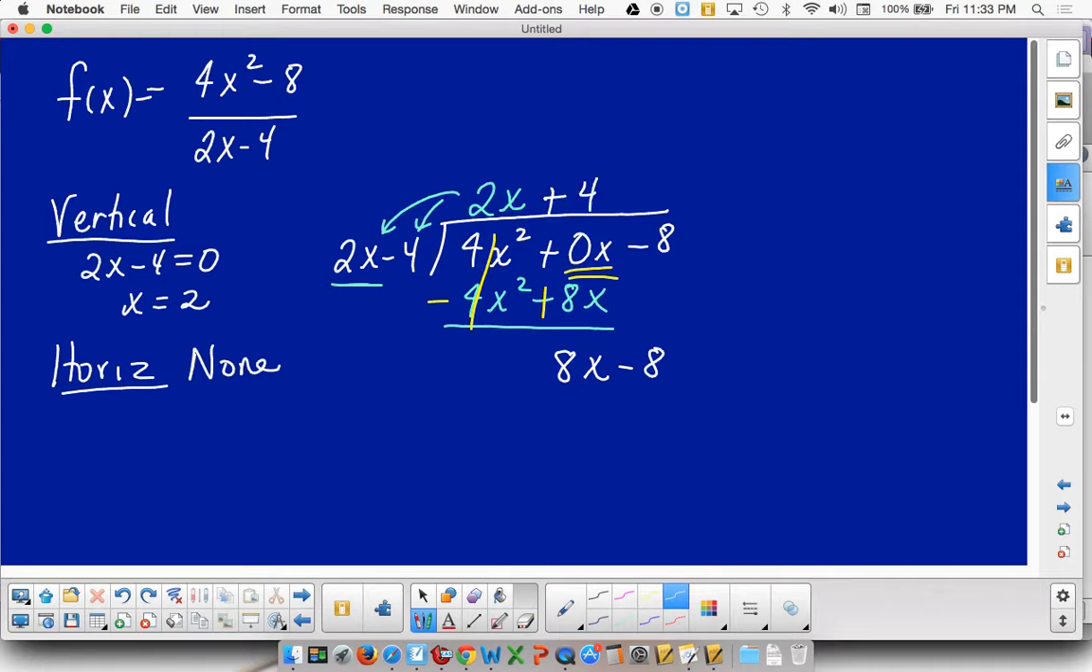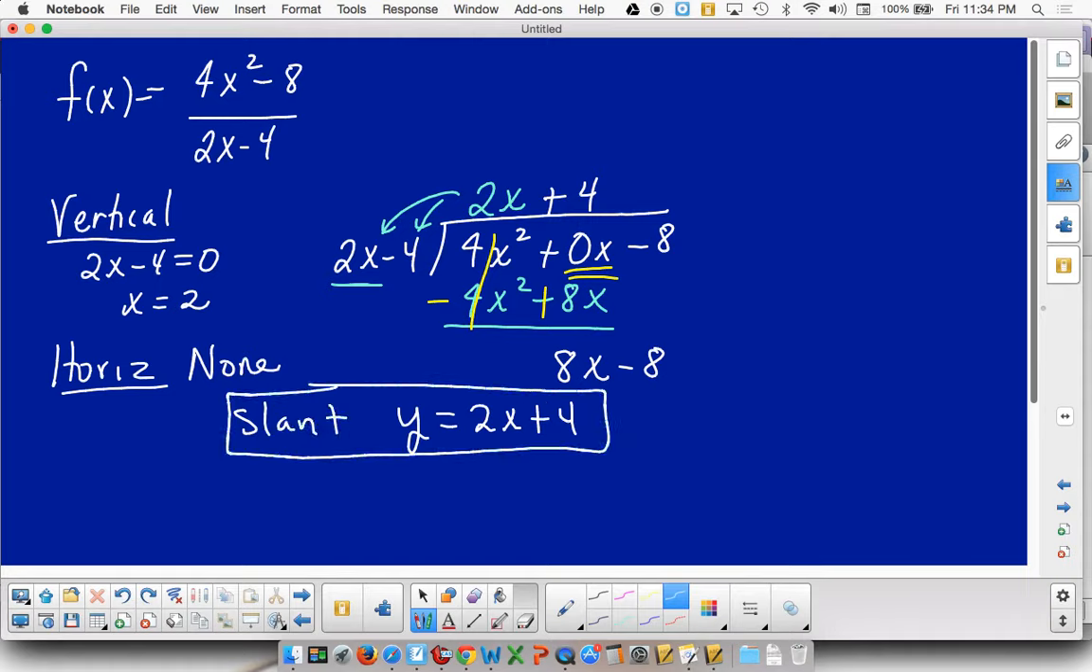Okay, here's where you actually get to stop. Once you've got that top down to the constant number, you're done. Everything else that happens here is going to be remainder stuff. We don't care. So consequently then, I can tell that my slant asymptote is simply what I have up there on top. It is y equals 2x plus 4. That's my slanted asymptote. So here I have a slant at y equals 2x plus 4, and I have a vertical at x equals 2.